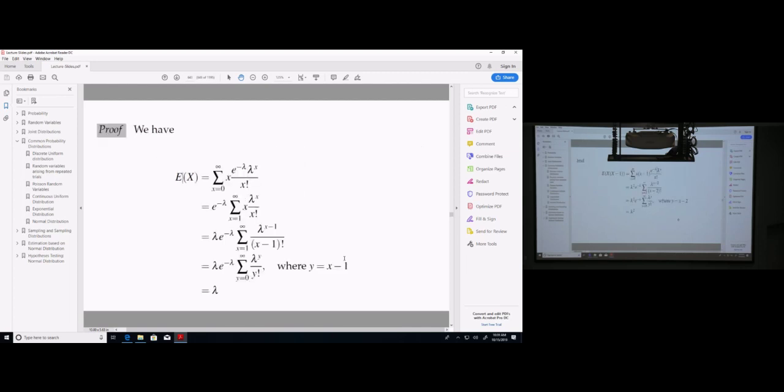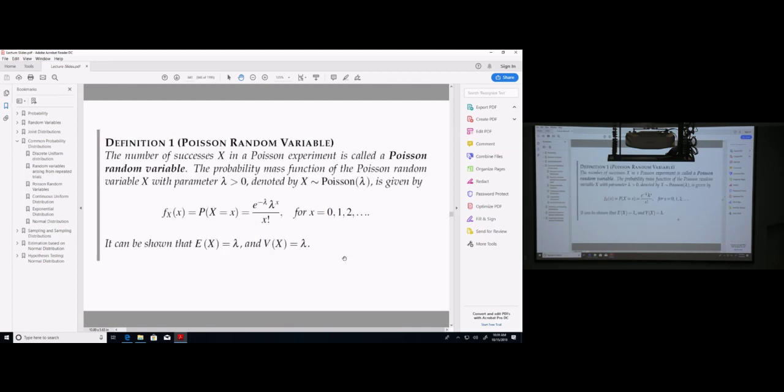So let me emphasize this one more time. The Poisson random variable has this peculiar behavior that the mean and the variance are equal. But it doesn't mean that any random variable with equal mean and variance has to be Poisson. So this converse is not correct. But if we know it is Poisson, then the mean and the variance agree.